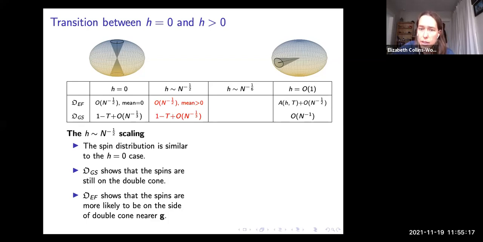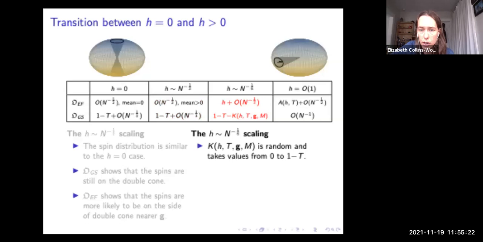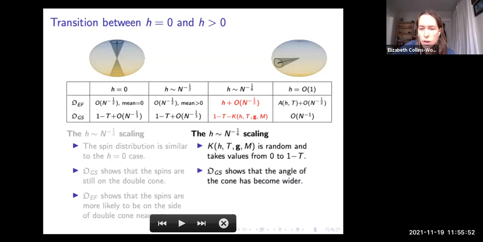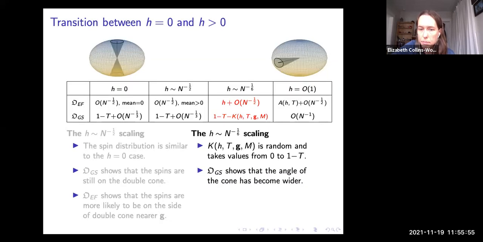We now want to look at the case where h scales like n to the -1/6. And here's where we see a more dramatic change. So let's focus on the last row there, the overlap with the ground state. We have the 1 minus t as we did before, but now there's an additional term getting subtracted. We have an explicit formula for this, and it's actually random. It depends on the matrix and the external field vector. And so what this tells us is that we're still on that cone, right? So we're still concentrating somewhat near the ground state, but now the angle of the cone is getting wider because of this term that's subtracted.